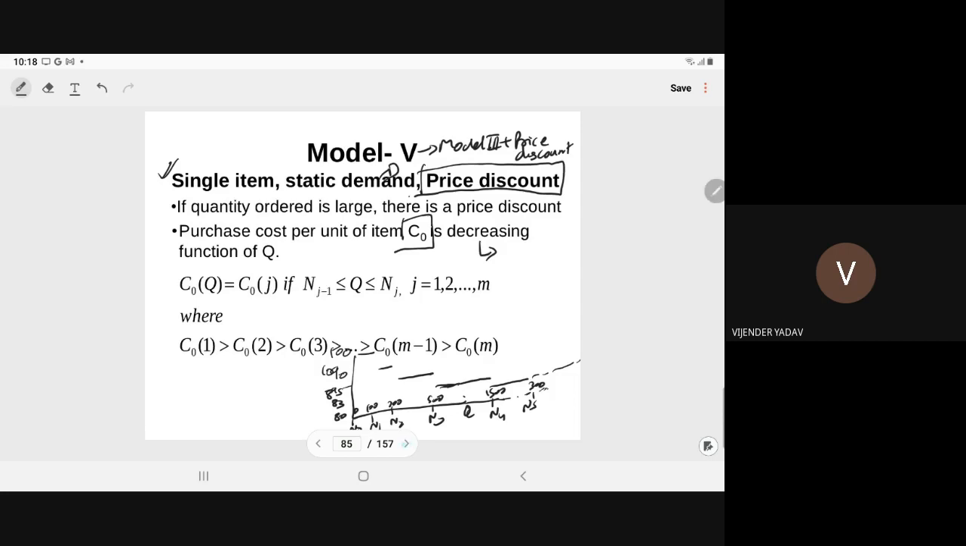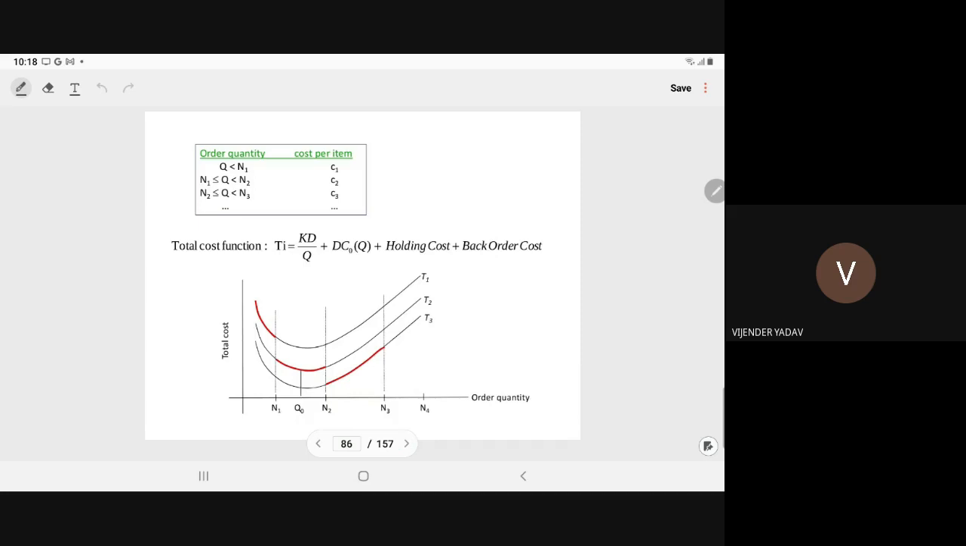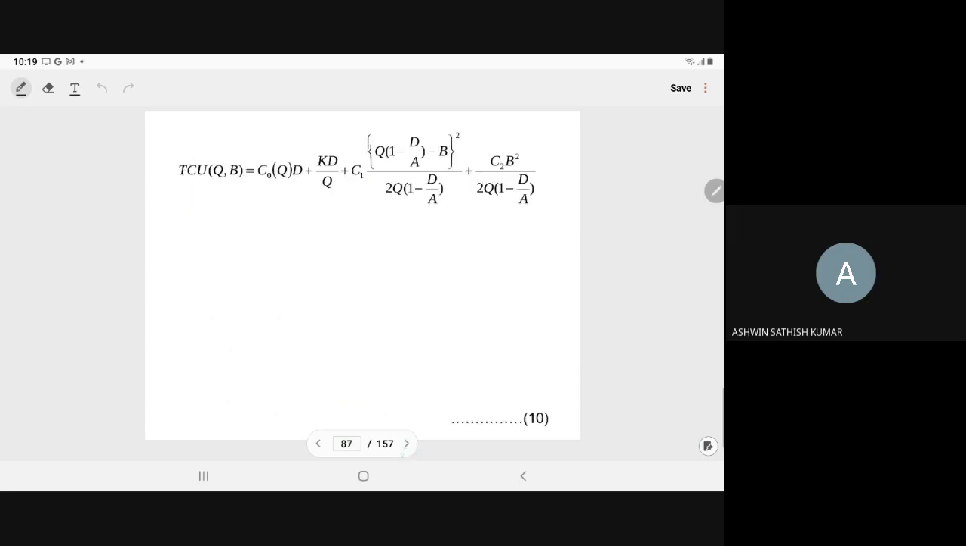Is it clear what the meaning of the price discount is? Yes, sir.